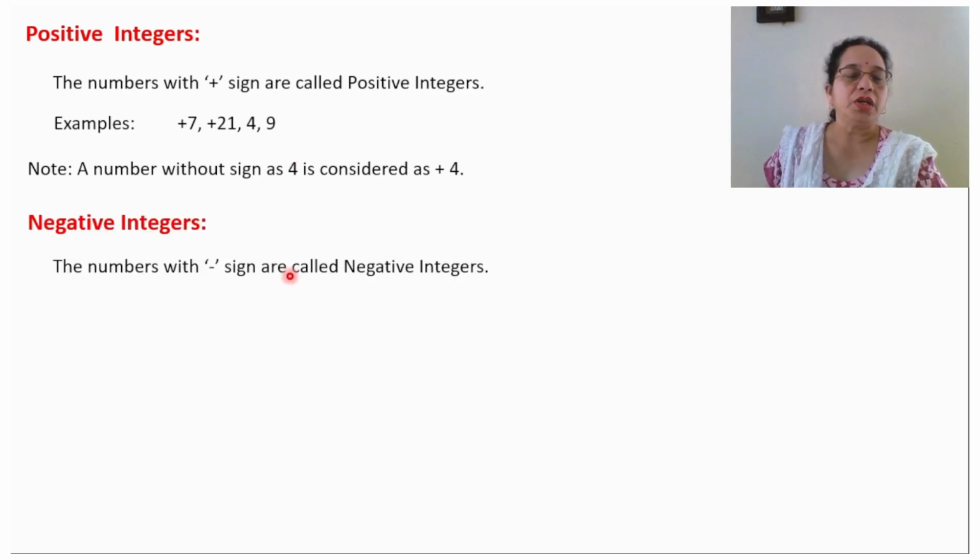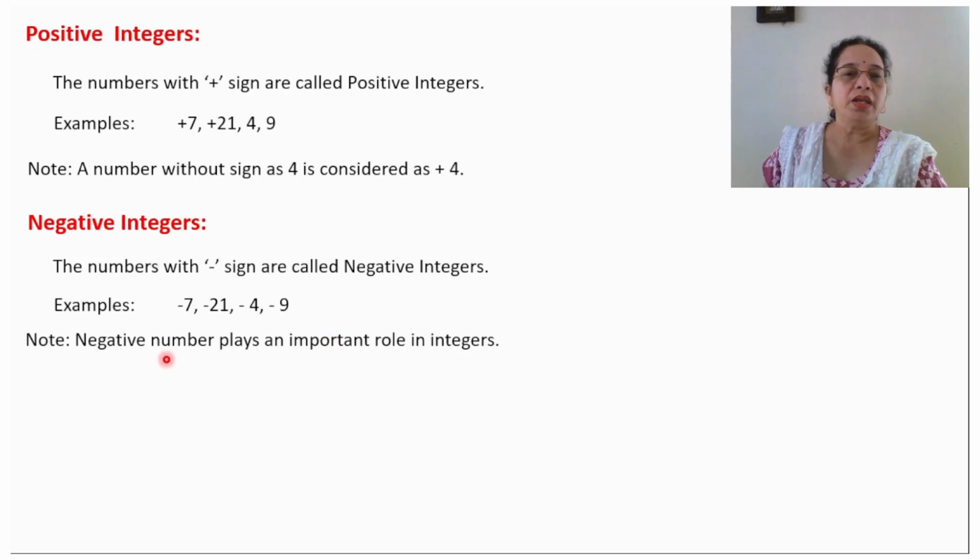What is a negative integer? The numbers with negative sign are called negative integers. Take a few examples. Minus 7, minus 21, minus 4, minus 9. Whenever the minus sign is there before any number, this is called a negative integer. Negative numbers play an important role in integers. Positive numbers we have already done with the natural numbers, with the whole numbers, and in integers we have negative numbers. What does it mean? So negative numbers play a very important role in integers. So wherever you get negative integers, think for a minute and then decide what you are supposed to do.